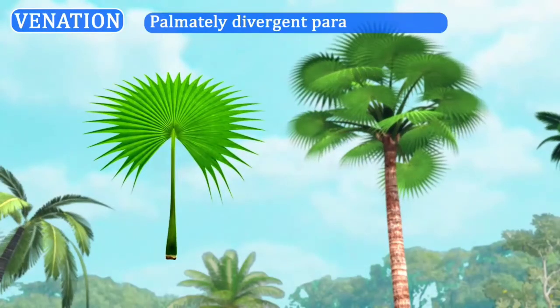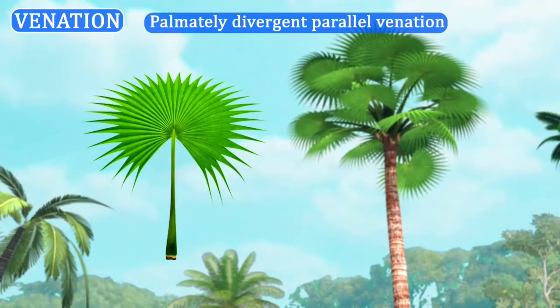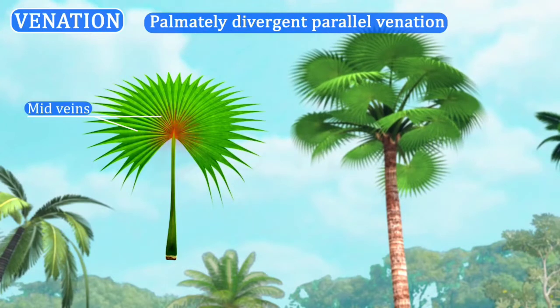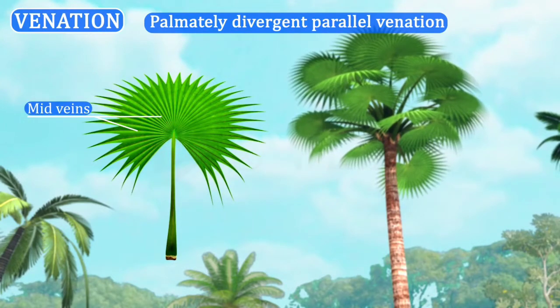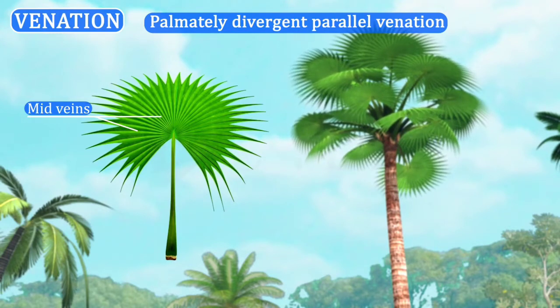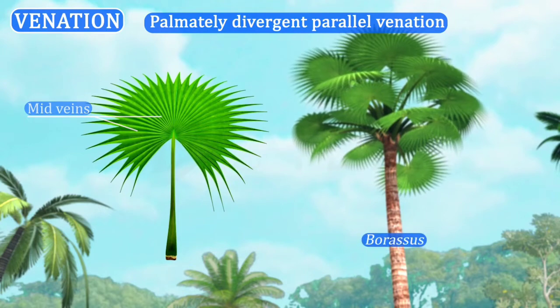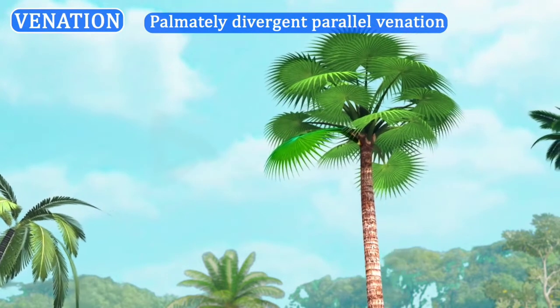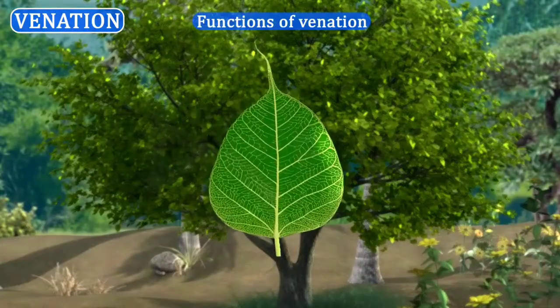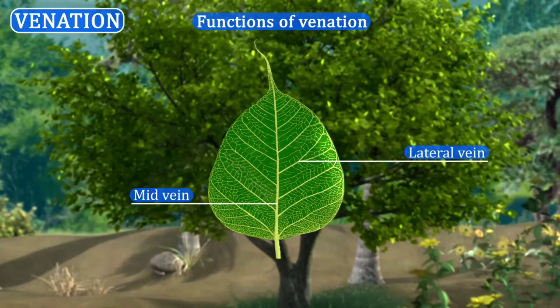Palmately divergent parallel venation. In this venation, many midveins arise from the base of the lamina. They diverge towards the margin of the leaf blade, away from each other. This venation is seen in Borassus. Borassus is the generic name of the Palmyra palm. Functions of venation. Veins provide rigidity to the leaf blade. Veins act as channels of transport of water, minerals, and food material.